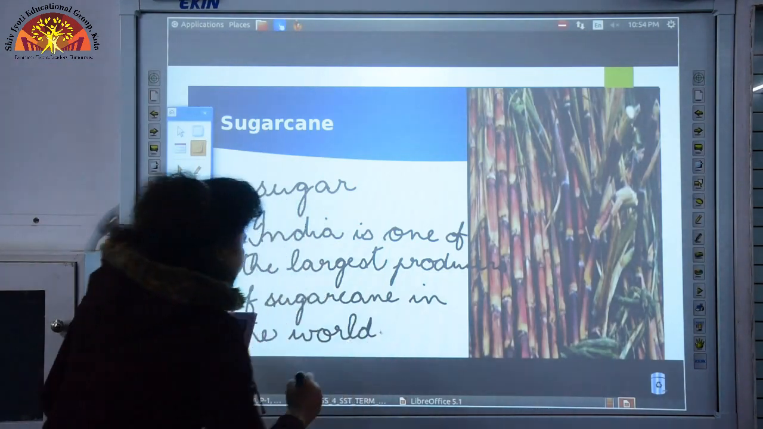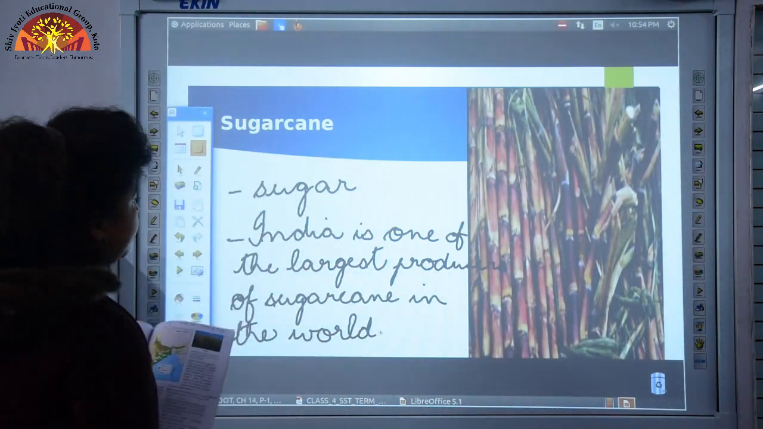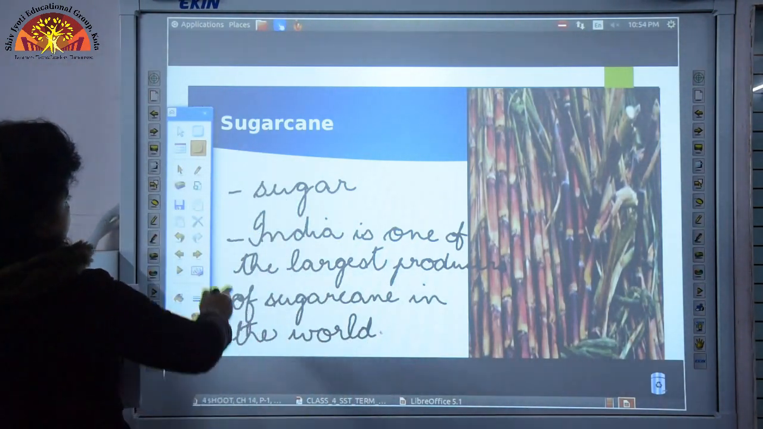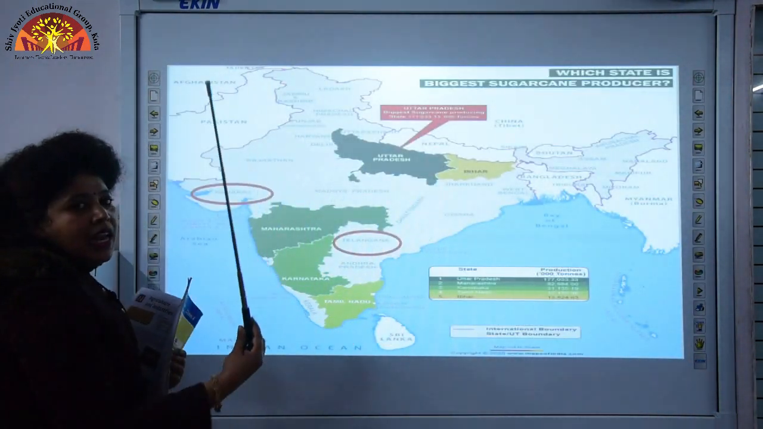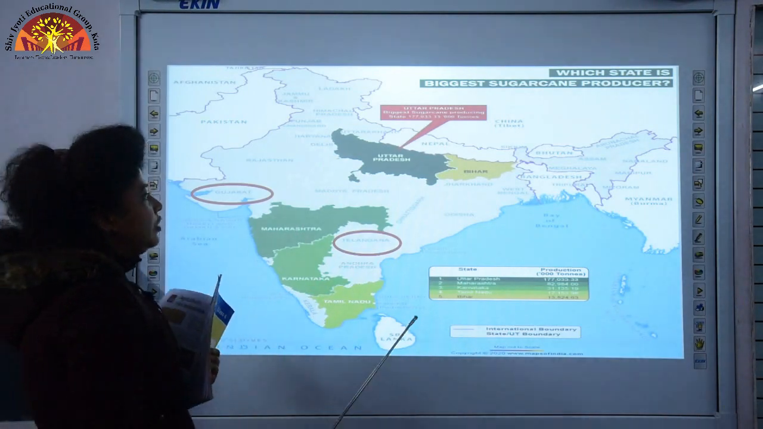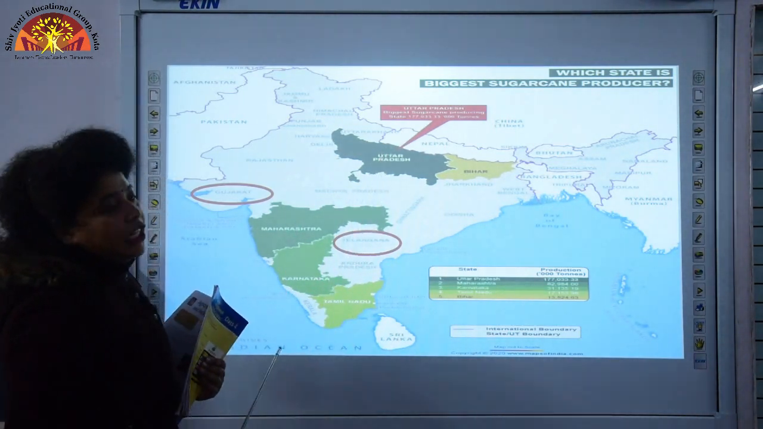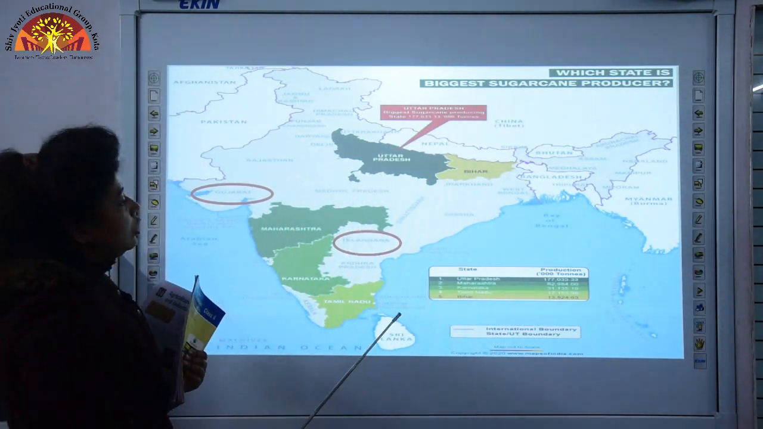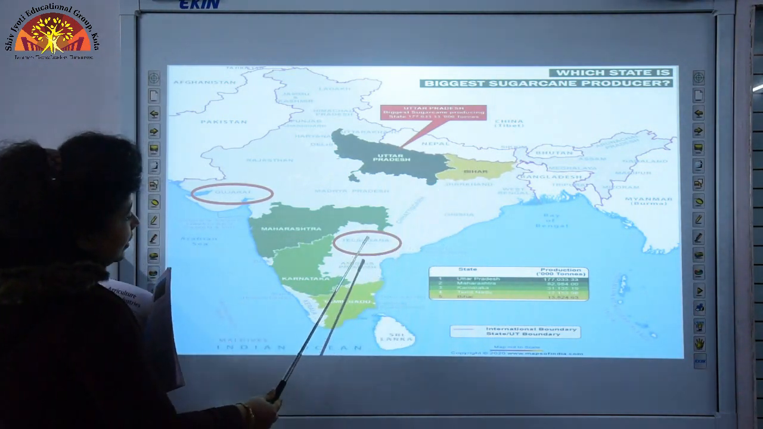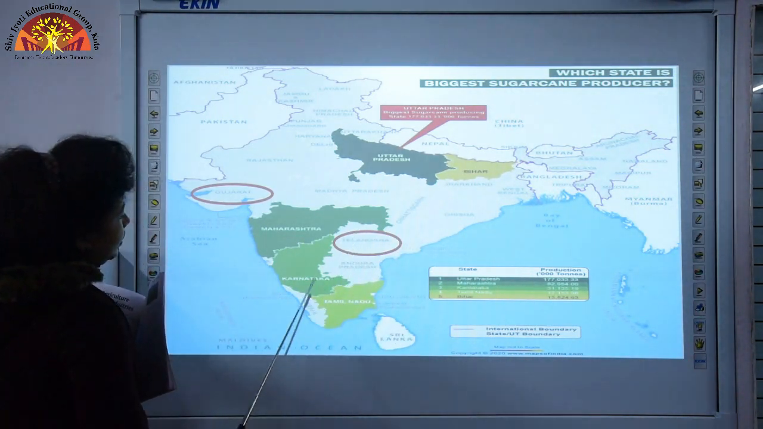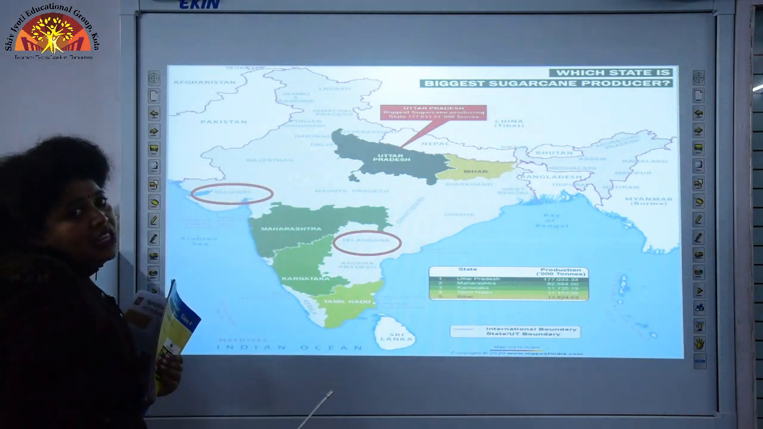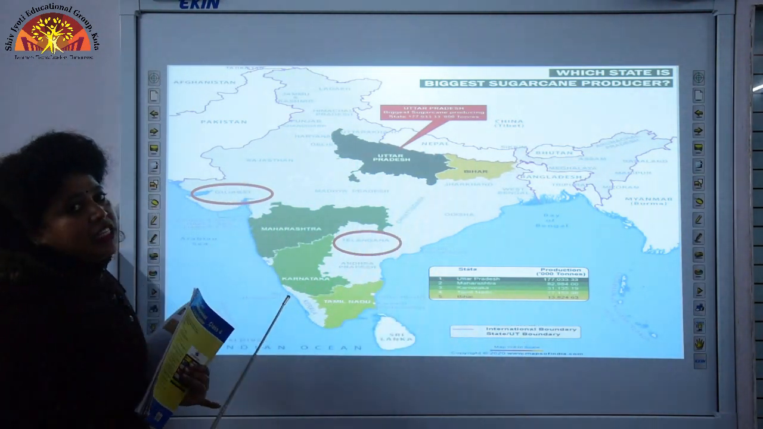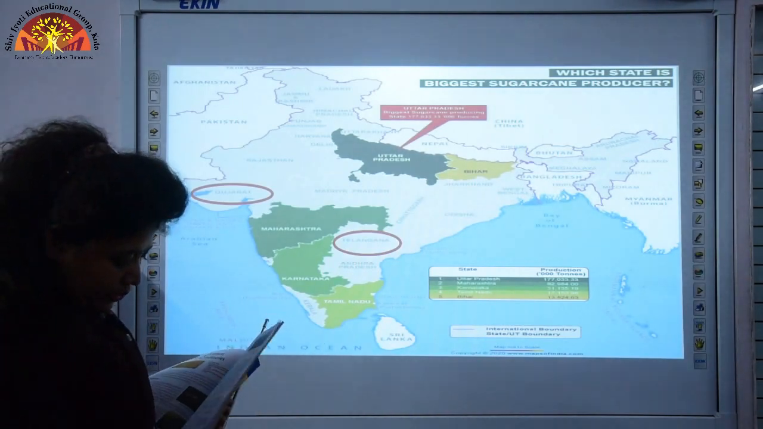So, India is one of the largest producers of sugarcane in the world and in India the largest producer of sugarcane is Uttar Pradesh. Sugarcane is also grown in Bihar, Telangana, Tamil Nadu, Karnataka, Maharashtra and Gujarat. So, these are the other states in which sugarcane is grown.